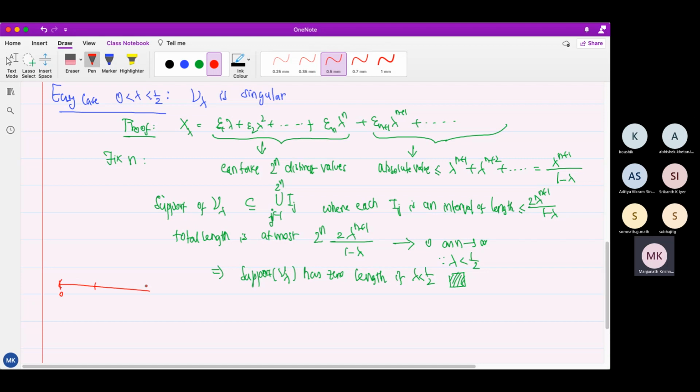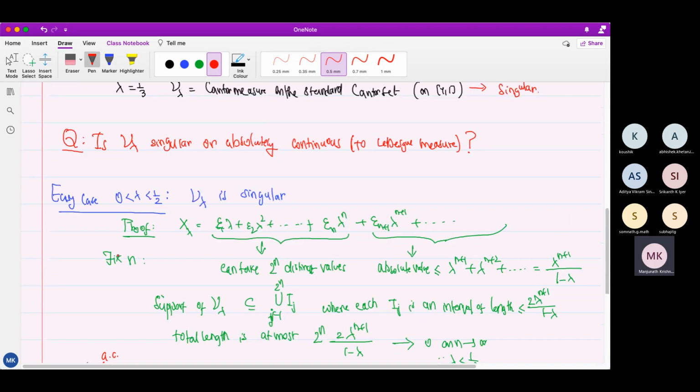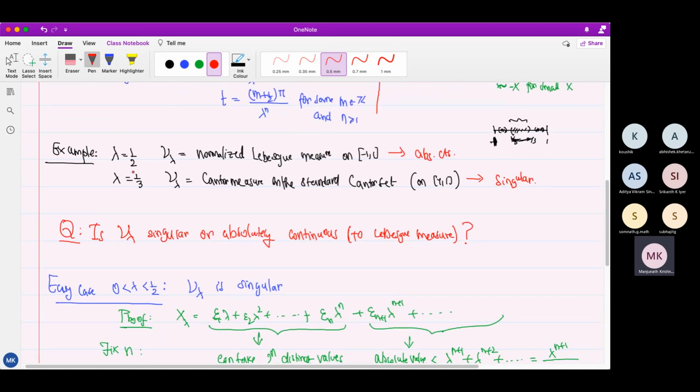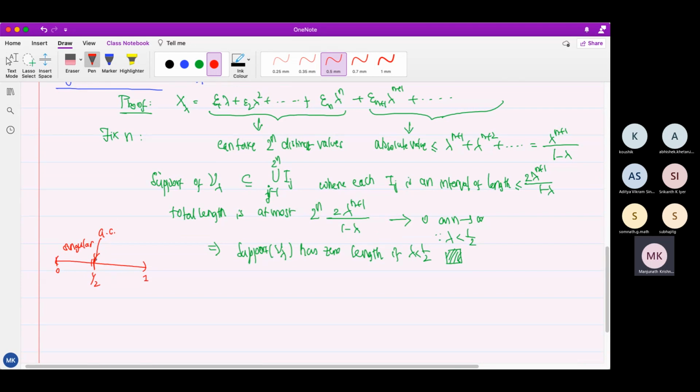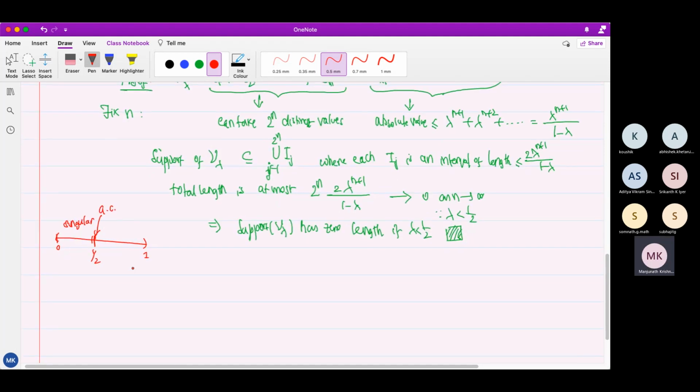Okay, 0 is not included, 1 is not included. Up to half, it is singular. At this point, it is absolutely continuous because that is itself Lebesgue measure. In fact, at lambda equal to half, what we get is exactly Lebesgue measure itself. So that is absolutely continuous. What happens in half to 1? That's the question.